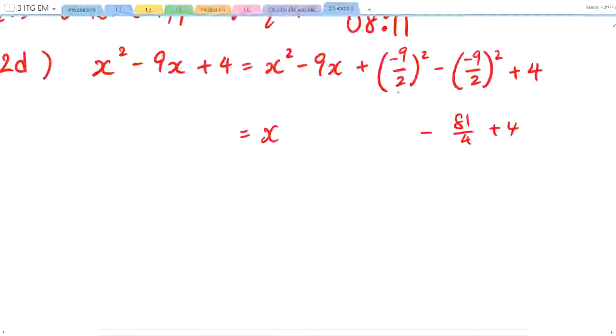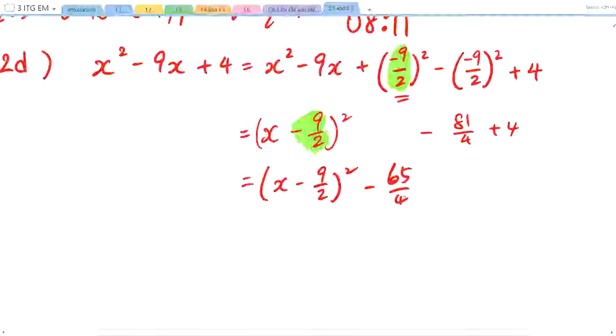Because I want it in this form. I want to be able to see that, hey, this is going to be in my bracket. It is going to be my perfect square. Like this. x minus 9 over 2 and I square it. Same thing over here. Then I subtract my 81 over 4 and then I plus 4. So from here on, x minus 9 over 2 squared. 4 minus 81 over 4, how much is that? 65 over 4. Okay, so you should have checked your answer and it should be correct.